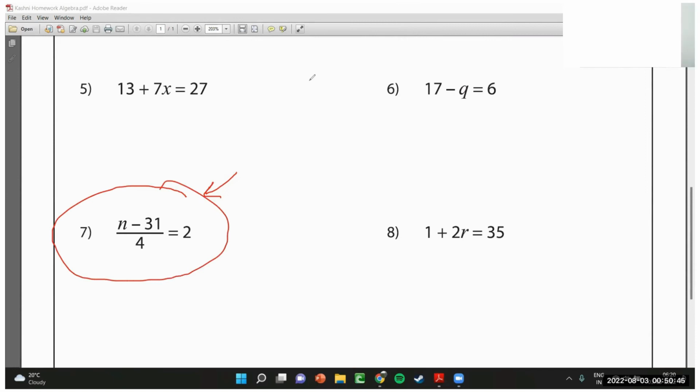N minus 31 divided by 4 equals 2, correct? So tell me, what are the two things stopping me? The 31 and the 4, right? Now I can't remove 31 first, correct? Because this 4 is applicable for both. So first I have to get rid of this 4.